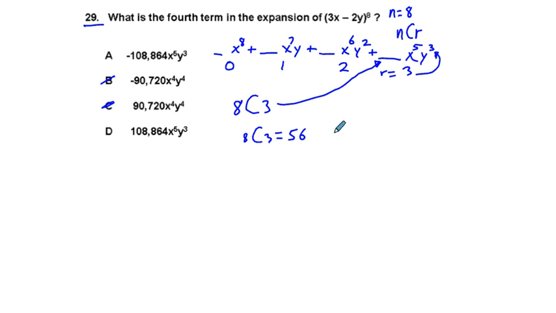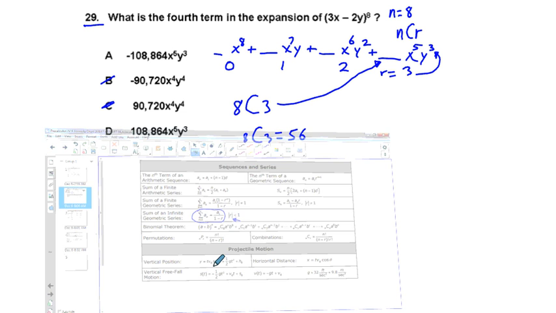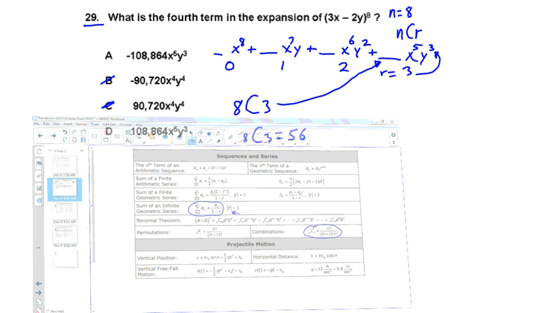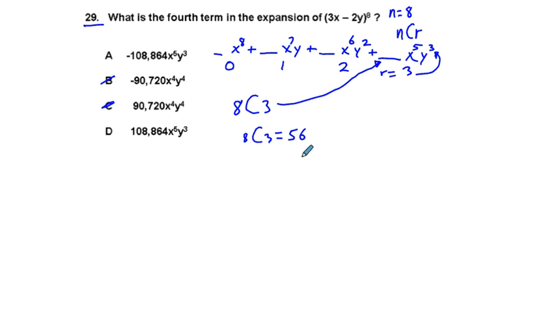We could also use our binomial theorem equation, which should be on our ACP formula chart. You have permutations, and that'll be combinations here. Yeah, that's nCr right there. So n factorial over n minus r factorial times r factorial. We'll do that a little later, but we got 56 already.